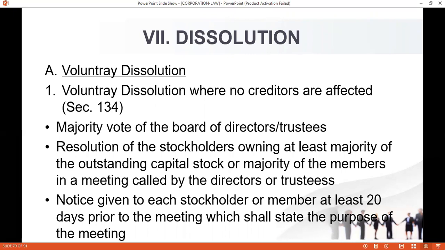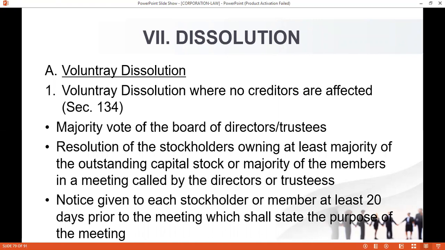Okay? Number one, voluntary dissolution where no creditors are affected, kung walang utang, okay? Kailangan lang ng majority vote of the board of directors or trustees, majority, no? Resolution of the stockholders owning at least majority of the outstanding capital stock or majority of the members in the meeting called by the directors or trustees. Notice given to each stockholder or member at least 20 days prior to the meeting, which shall state the purpose of the meeting. So una, yung board, magko-call sila ng meeting para i-agenda nila yung dissolution.